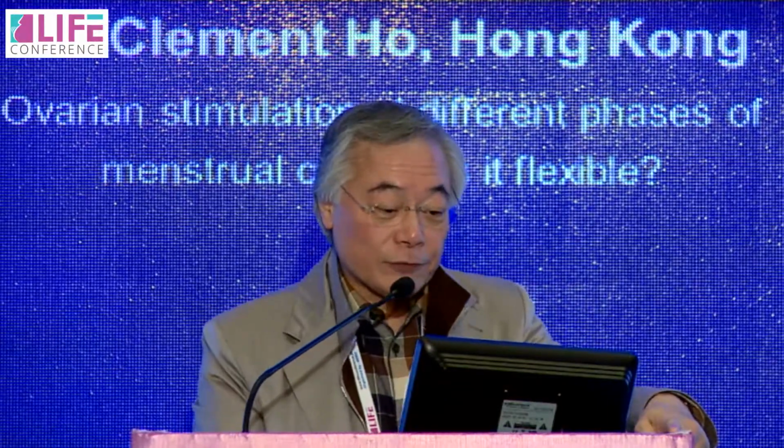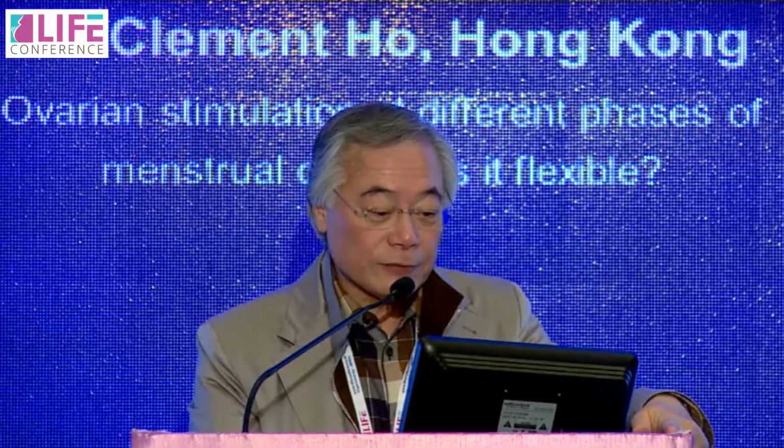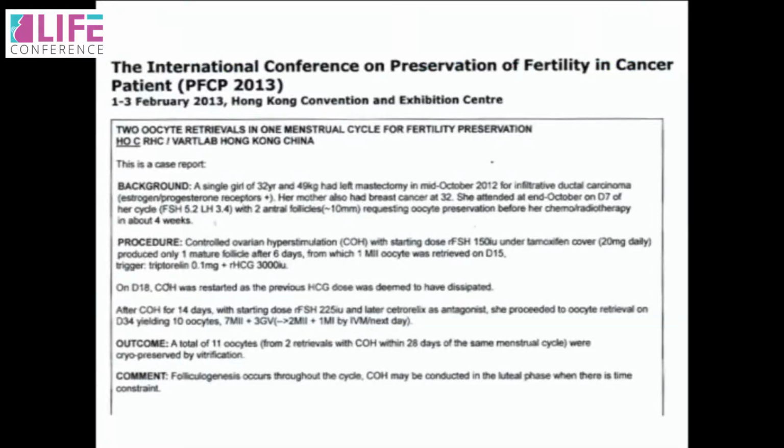And after COH for 14 days, which took a little longer, with starting dose 225 IU and later cetrorelix as antagonist, she proceeded to oocyte retrieval on day 34, yielding 10 oocytes. So there were 7 M2, 3 GV that by the following day with IVM produced 2 M2 and 1 M1. So a total of 11 oocytes from 2 retrievals within 28 days of the same menstrual cycle were cryopreserved by vitrification. So the comment then was folliculogenesis occurs throughout the cycle. COH may be conducted in the luteal phase when there is time constraint.